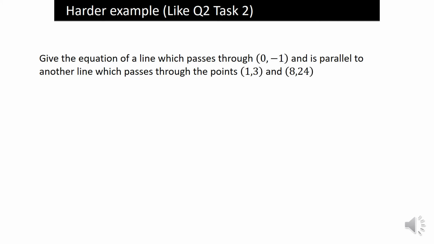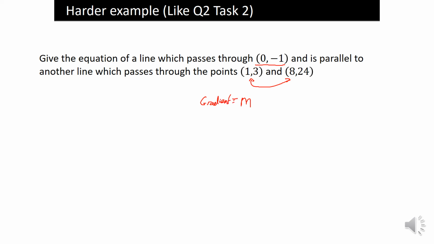So, give the equation of a line which passes through 0, -1 and is parallel to another line which passes through the points 1, 3 and 8, 24. So we notice with the second line, we're given 2 coordinates, so that is one we can work out the gradient for.